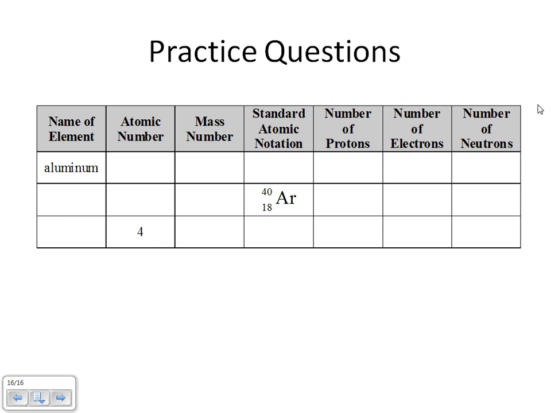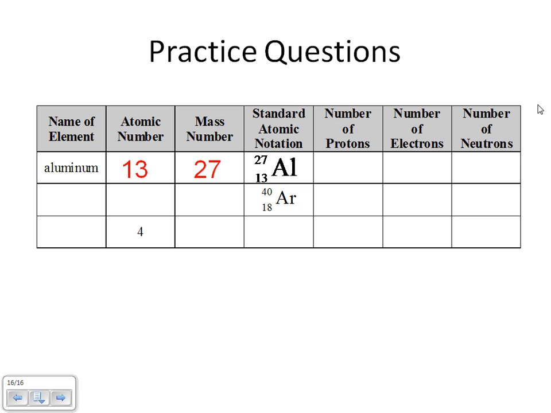So if I give you aluminum, what's the atomic number of aluminum? The mass number, the standard atomic notation, the number of protons, number of electrons, and number of neutrons. So you should be able to find on your periodic table, aluminum, its atomic number is 13, and the mass number is 27. So I take those two numbers and I put them with the symbol of the element to make my standard atomic notation.